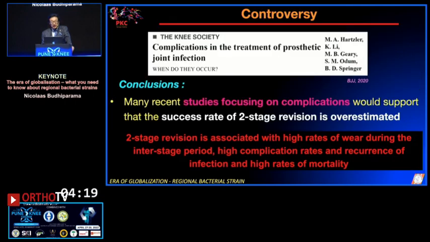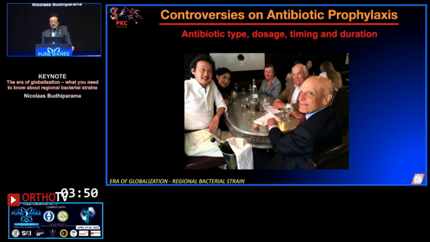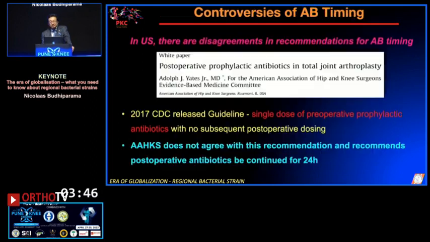And Hutler shows that in studies focusing on complications, the success rate of 2-stage revision is overestimated. 2-stage revision is associated with a high rate of weakness during the interstage period, a high complication rate and recurrence of infections, and a high rate of mortality. So in the United States now, for a couple of years, the 1.5-stage exchange has been becoming more popular instead of 2 stage. Well, the controversy on antibiotic prophylaxis: the type, dosage, timing, and duration.